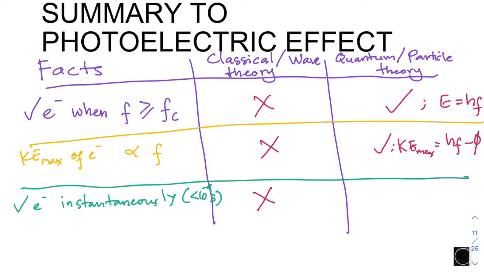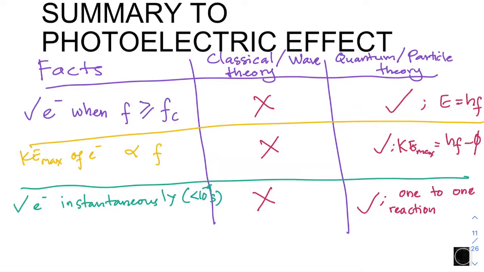based on quantum or particle theory, there will be ejection of electron, because of the concept of one-to-one reaction. What does that mean? One photon is going to give all its energy to one single electron. So it does not wait for a long period of time. It can continuously eject the electron from the bonding of the atom.